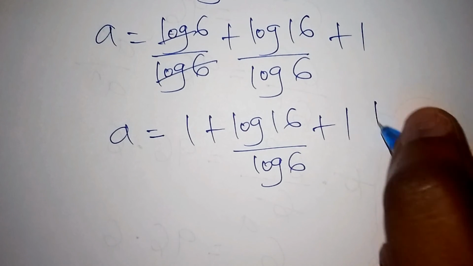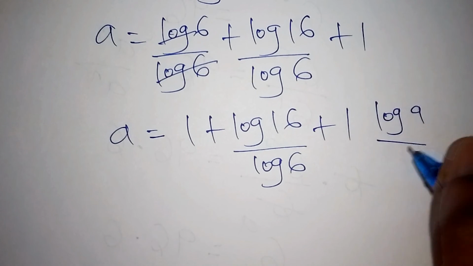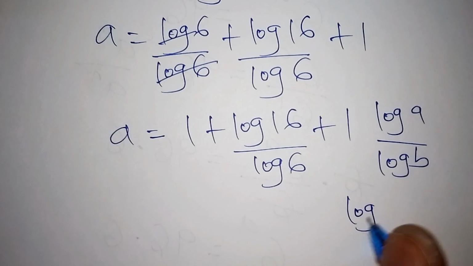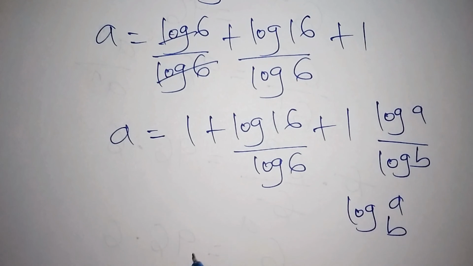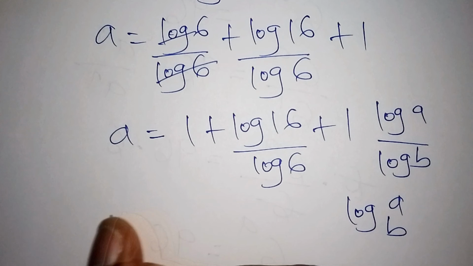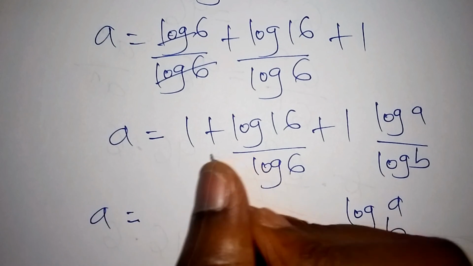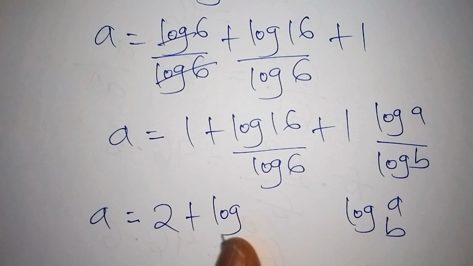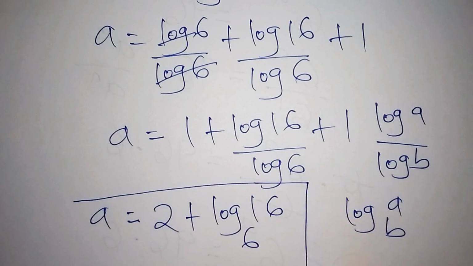Assume we have the log of a all over the log of b. This can also be written as the log of a to the base of b. So when we rewrite this, a is equal to 1 plus 1, which is 2. So now we shall have 2 plus the log of 16 to the base of 6. So this now shall be our value for a.